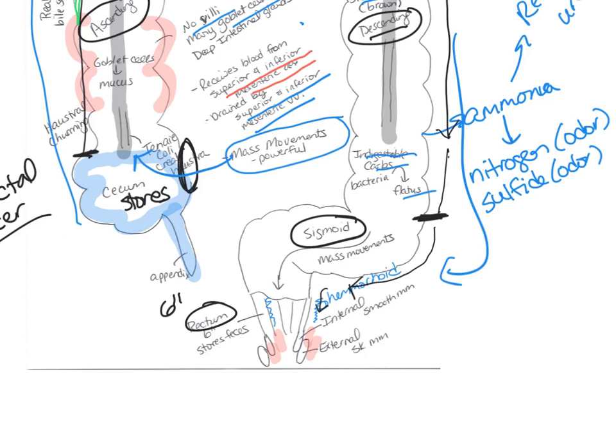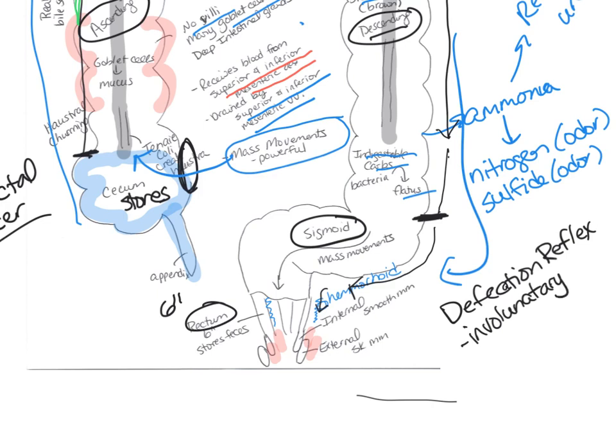The rectal chamber is usually empty. When mass movements force the feces into the rectum, an involuntary defecation reflex results in bowel movement. The defecation reflex is involuntary. So it's involving the internal anal sphincters.